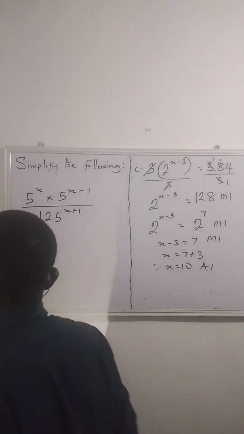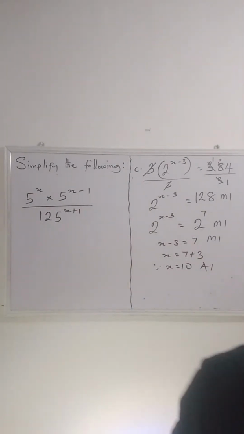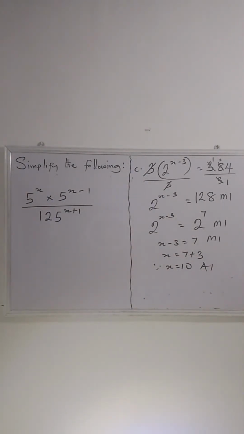So yes, let's simplify this. Simplify what we have on the board and let me have your answer. I need to know the first person that is going to get the correct answer. So that is the question: 5 raised to the power of x times 5 raised to the power of x minus 1 all over 125 raised to the power of x plus 1.